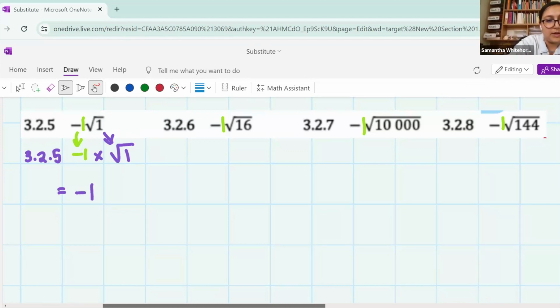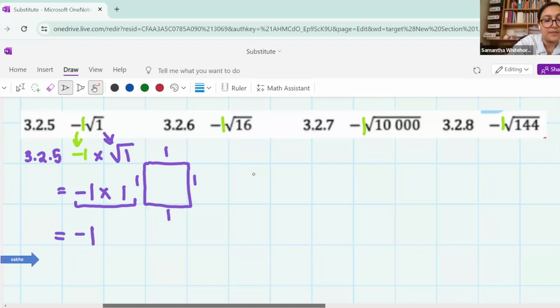So let's leave the -1 there, and we're now going to find the square root of 1. What identical number, two numbers, do I multiply together to get 1? Well, that's 1. If you want the square, there's your square. It's a 1 by 1 square, because all of the sides are the same length. So the square root of 1 is 1. We then need to consider what -1 times 1 is. A negative times a positive is a negative. 1 times 1 is 1. So we get a -1 for the first question.